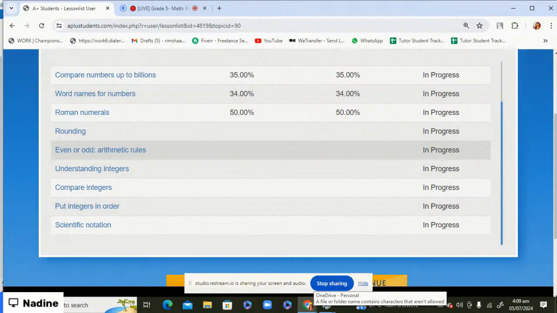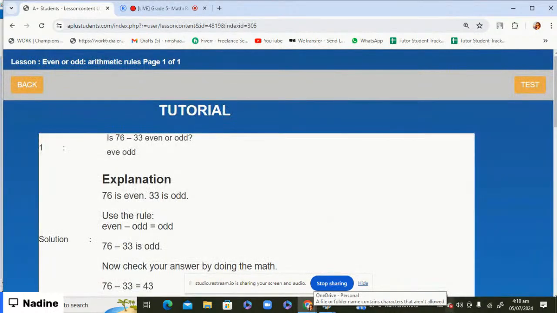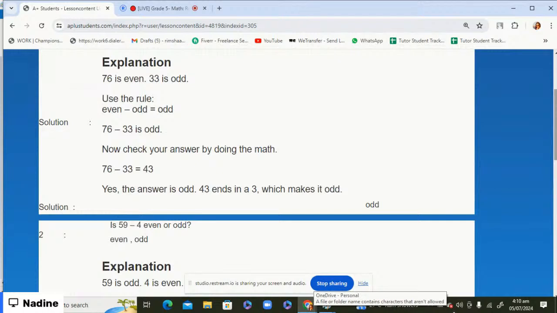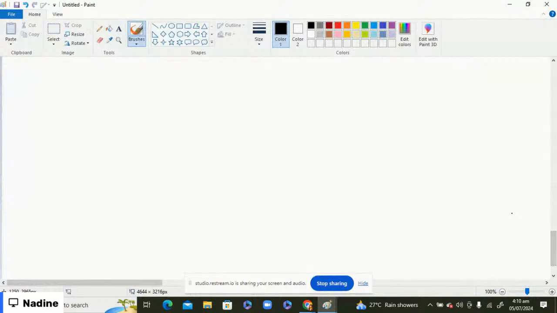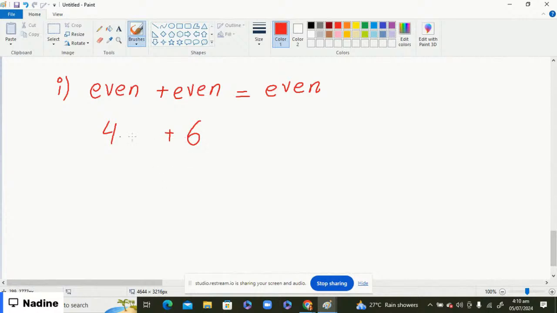Even or odd arithmetic rules, what does it mean? I'm just going to write some arithmetic rules here, you need to memorize them firstly. Okay, these are so easy. Look at here now. If there are two even numbers, when you add two even numbers, then you get the answer even. This is your first rule. We will also write down some examples and then we will move forward one by one. If I write it down, 4 is even, 6 is even. These both are even. When you add, this is 10, 10 is also even.